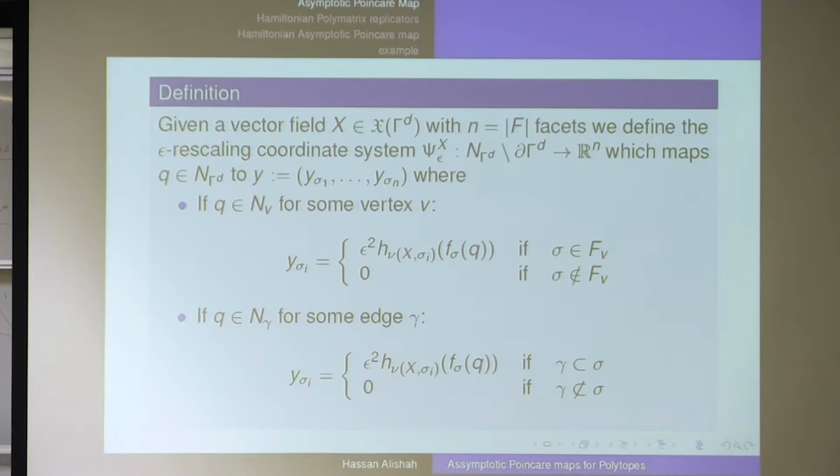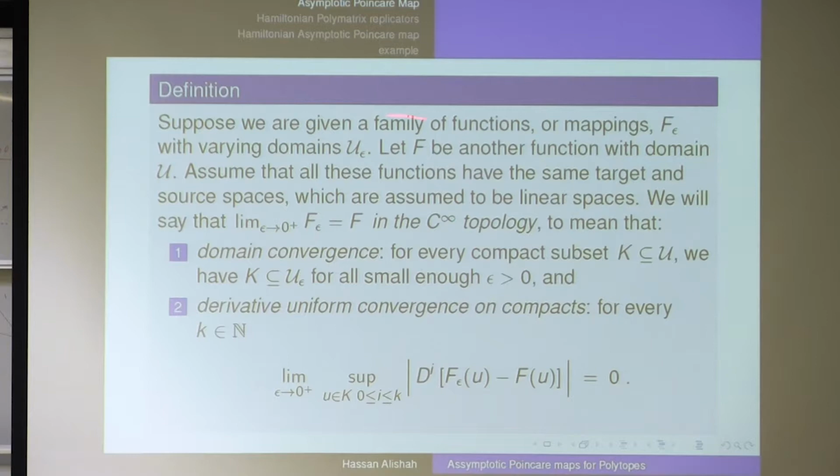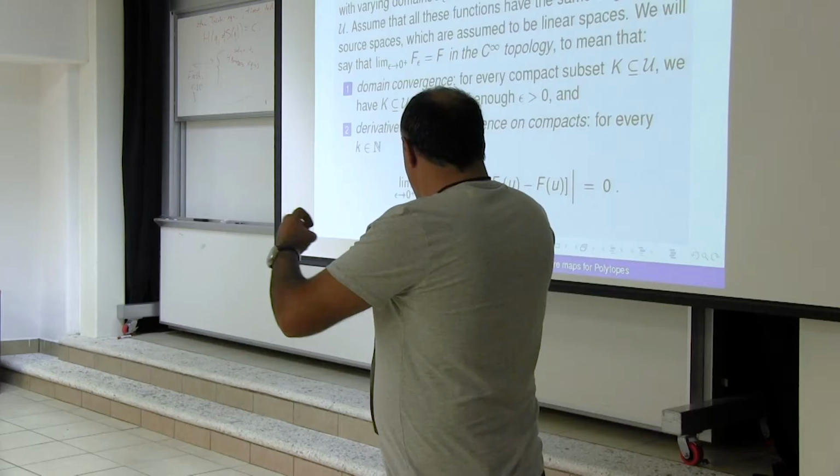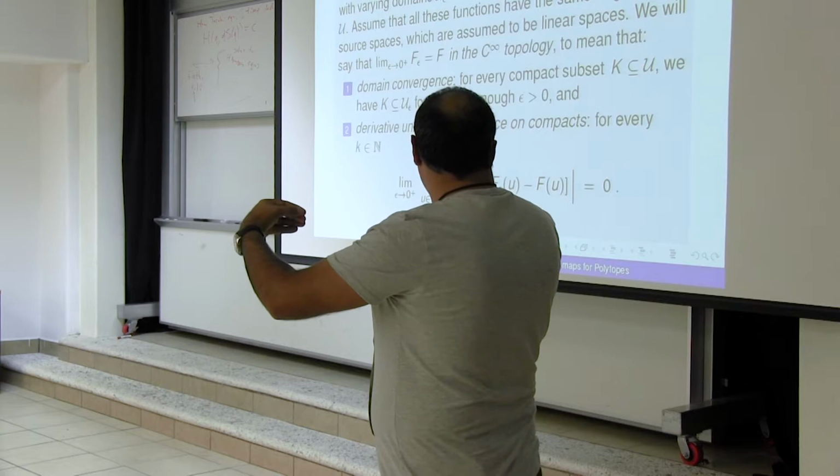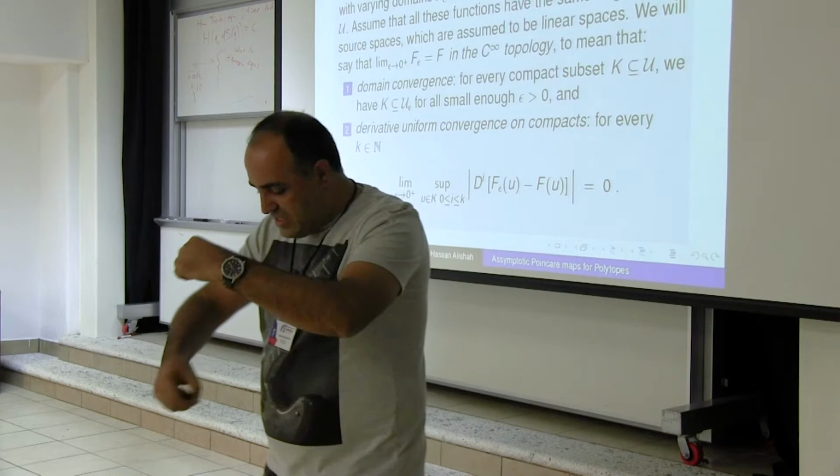And this is the concept of convergence, because we are going to show that these global and local Poincaré maps, when you send epsilon toward zero, converge to a linear map in the dual polytope. And by convergence, what I mean is this definition: on compact sets, in the order of k, the function itself converges, the first derivative, the second derivative, and so on.